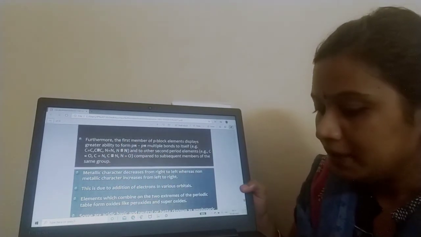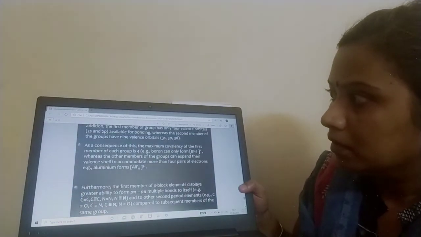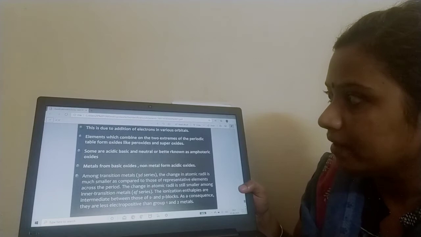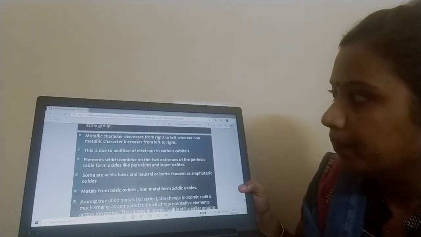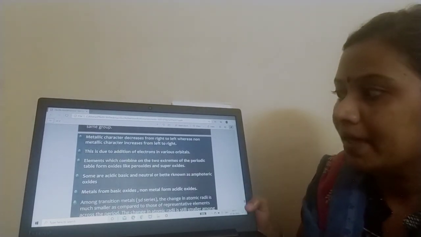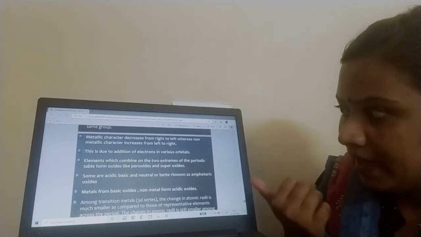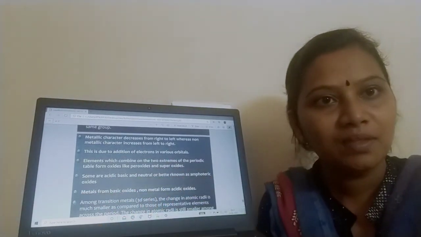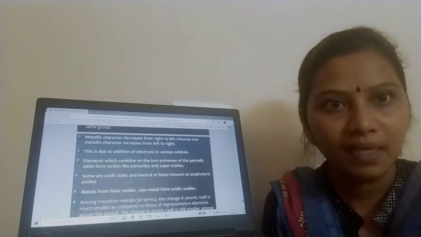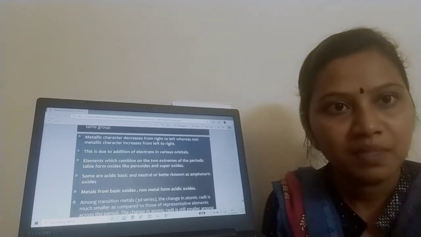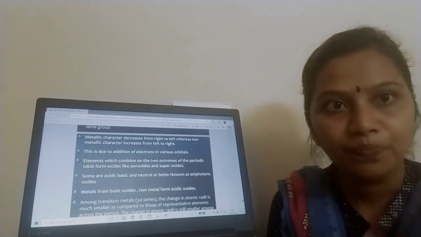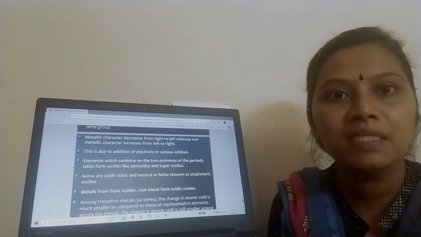So we have seen the consequence of diagonal relationship, why diagonal relationship happens. Now this is about the metallic character and non-metallic character. I think I have an acronym here. This is the important acronym. We know about the degree, Master's degree MBA, Master of Business Administration. You just think here as MBO: metals always form basic oxides.